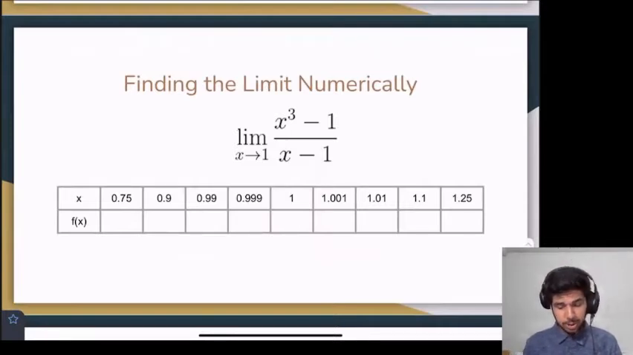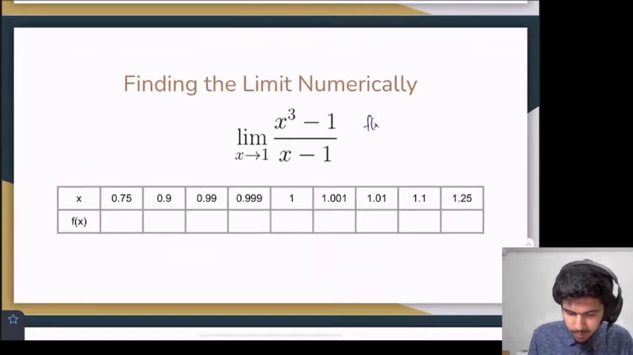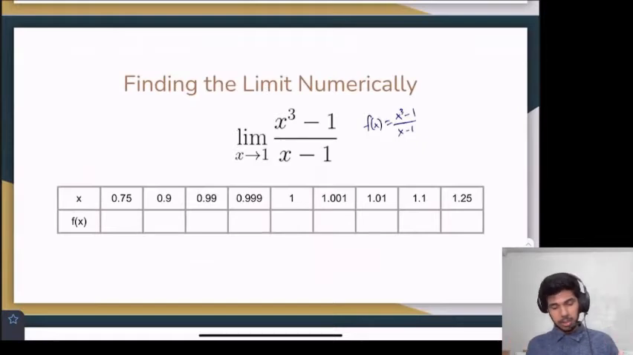So that's why in the chart I go from 0.75 to 0.999, very close to 1. So that's from the lower side. And then I start from 1.25 and go to 1.001, so getting very close to 1, but from the upper side. And so what happens? How do we fill out this table? Well, first we see that f of x equals x cubed minus 1 over x minus 1. So that's the function that we're working with.